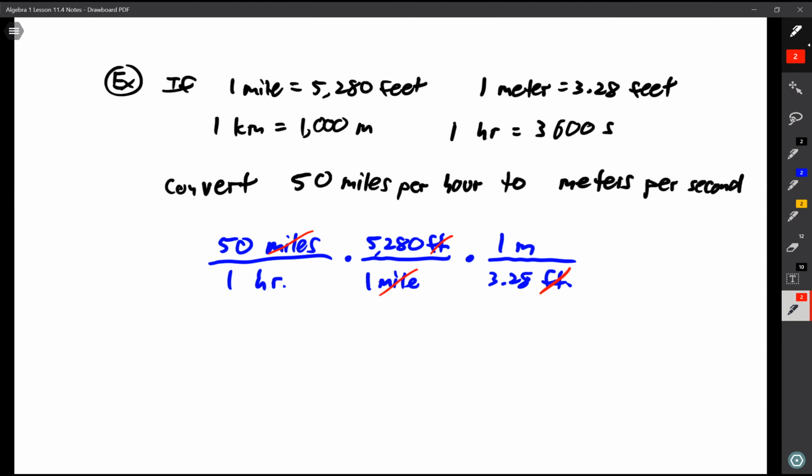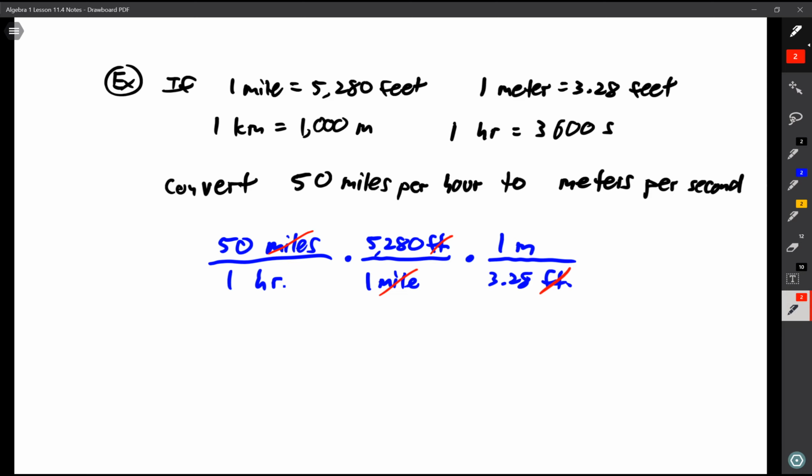So what I have on top, as far as the numbers are concerned, I have 50 times 5,280 meters over 3.28 times 3,600 seconds.